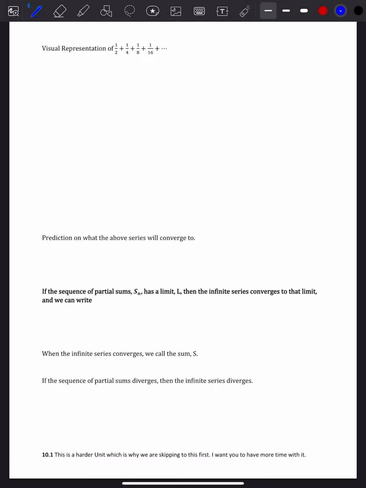So let's look at a visual representation of that series that I just showed you guys, 1/2, 1/4, 1/8, 1/16. And we're going to do that by looking at the area of some things. So we're going to take a box that is 1 by 1.